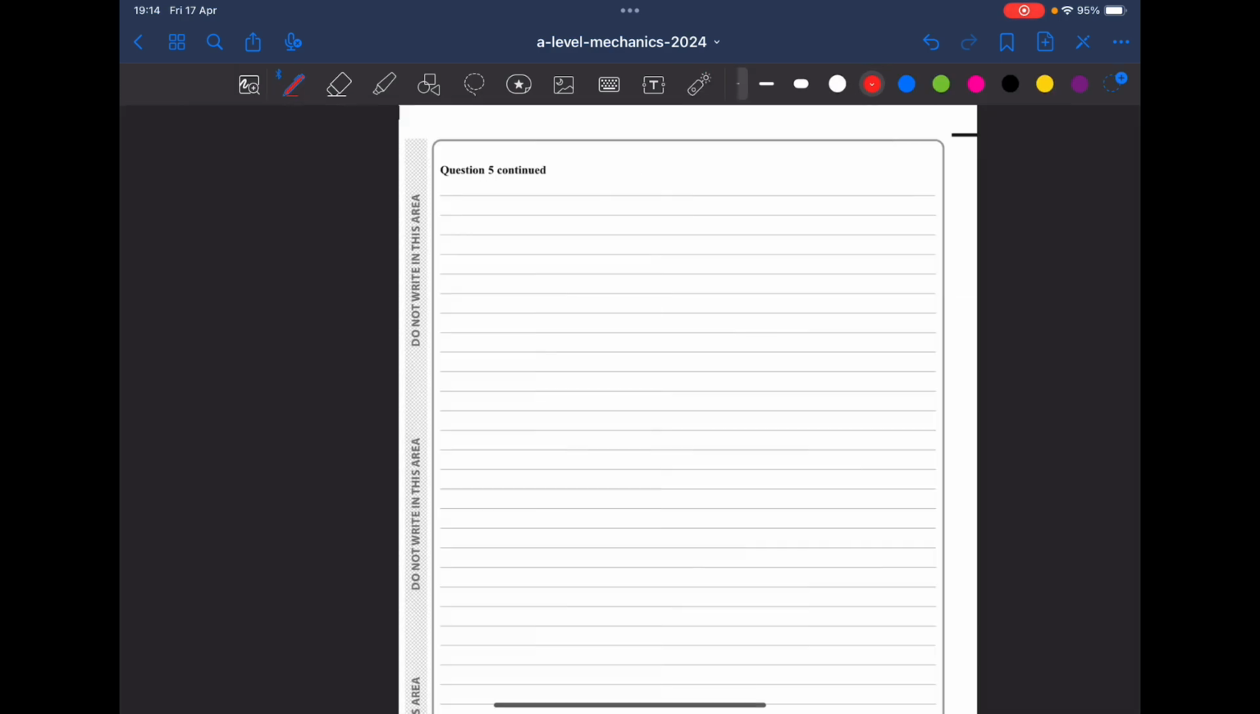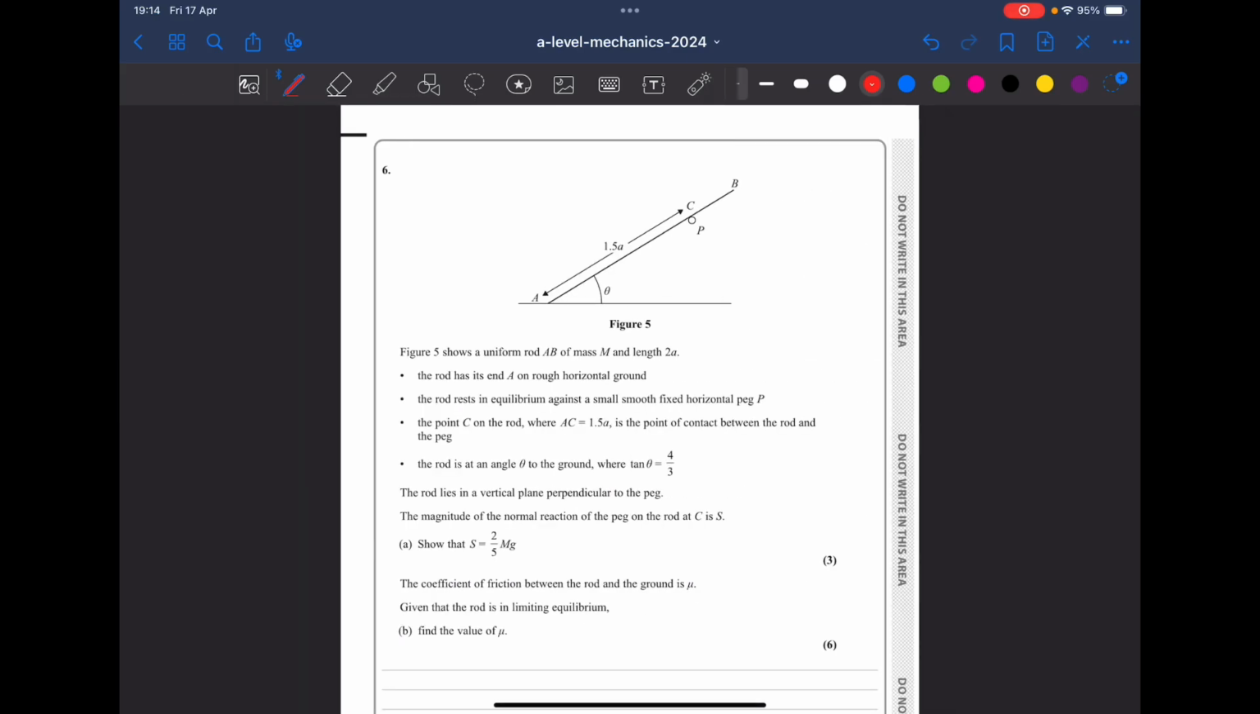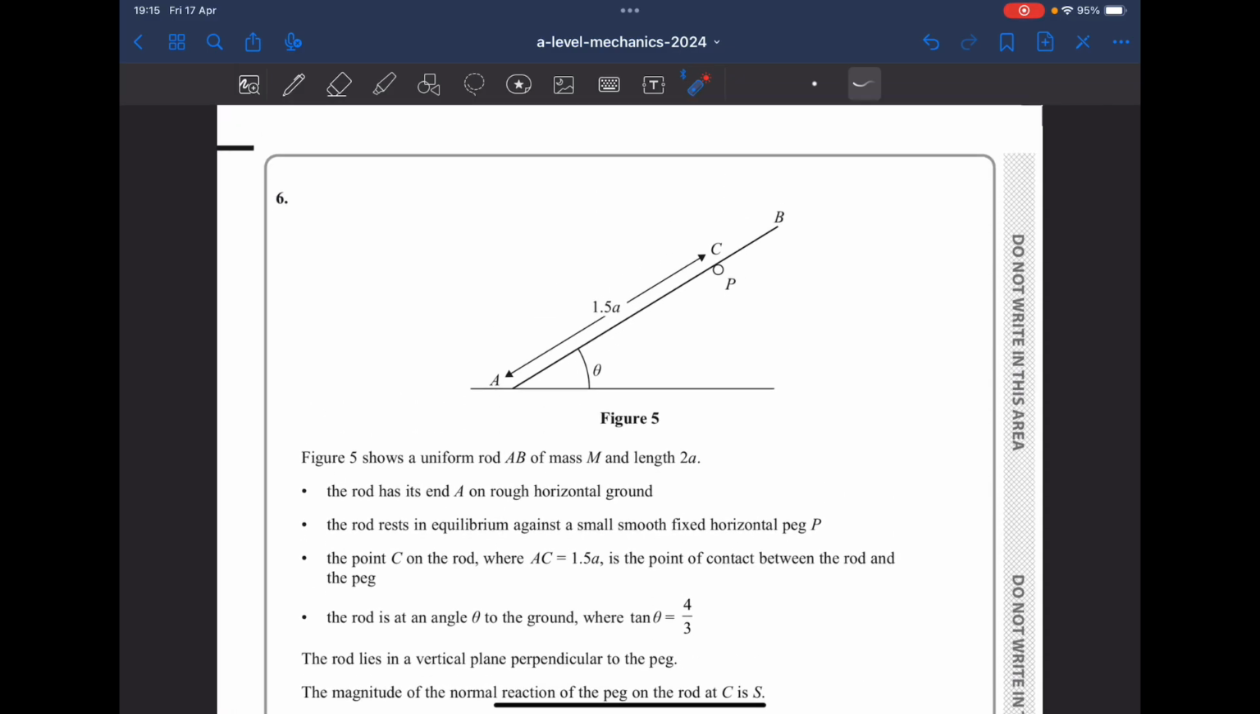Let's keep going. Number 6, I think this is the last one. So some moments stuff. With moments, again, I've seen an angle. First thing to do then: sine alpha, or theta in this case, is 4/5. Cos theta is 3/5. You might notice that's different to last time. Why is it different? Because our fraction here is different. We have 4/3, not 3/4.